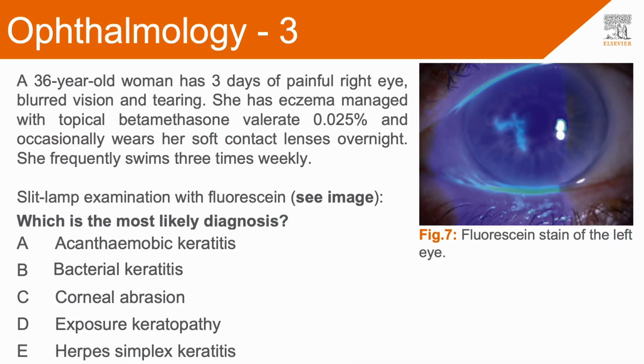A 36-year-old woman has 3 days of painful right eye, blurred vision and tearing. She has eczema managed with topical betamethasone valerate 0.025% and occasionally wears soft contact lenses overnight. She frequently swims 3 times weekly.